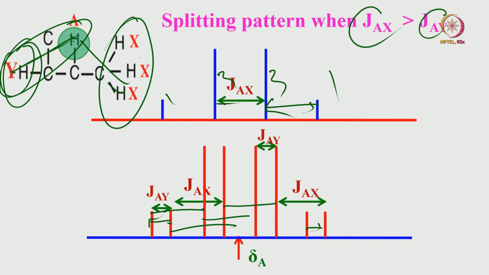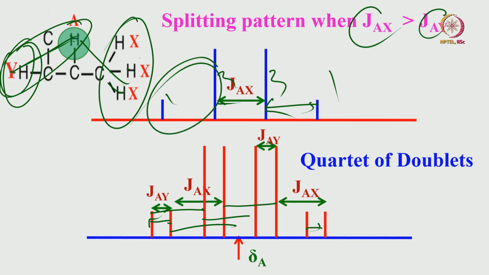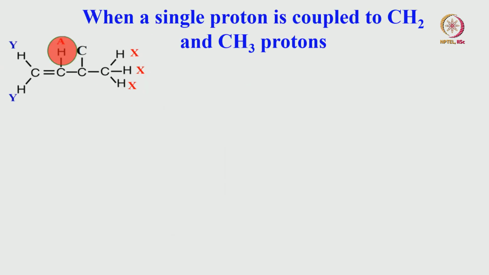What do we call this pattern? The largest coupling is a quartet, so it is called quartet of doublets. Remember, earlier it was doublet of quartets, but now it is quartet of doublets. So, you have to find out which coupling is larger, and that should be named first. In this case, the quartet coupling is larger, so we call it quartet of doublets.